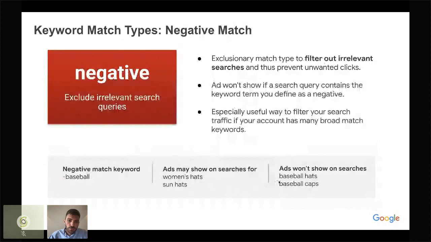Some advertisers usually neglect, and that's a wrong choice to make, to use negative keywords. So for instance, if you are aiming to target women's hats or sun hats, you can exclude baseball, and you will not be advertising on baseball hats or baseball caps. This is something that advertisers usually neglect to begin with, but as their campaign moves forward, they identify search terms that they could add as negative keywords in their campaigns, optimizing for the keywords that are performing best.